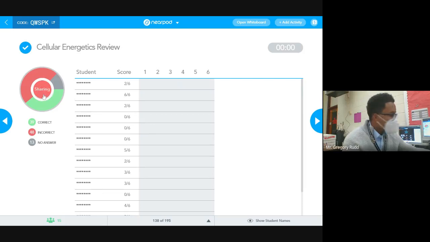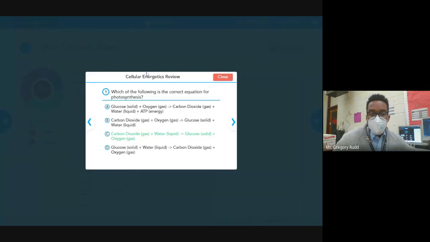Okay. So we struggled a bit, to be expected. It's been a while since we talked about these terms. Let's take a look at some of these questions. Number one, which of the following is the correct equation for photosynthesis? You may remember that photosynthesis and cellular respiration are literally opposites of each other. So if we reverse the two reactions, then they're equal to one another.